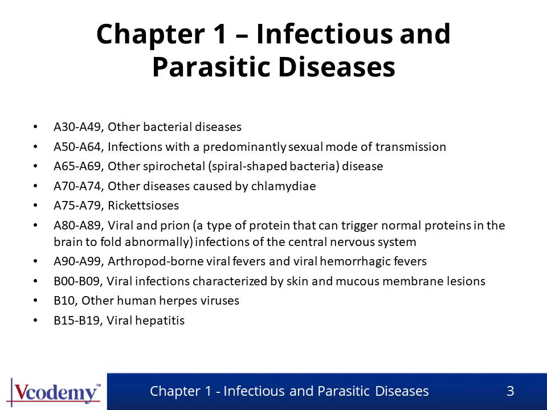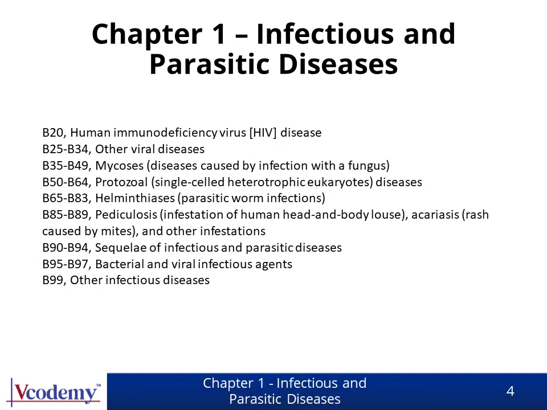A90 to A99, arthropod-borne viral fevers and viral hemorrhagic fevers. B00 to B09 has viral infections characterized by skin and mucous membrane lesions. B10, other human herpes viruses. B15 to B19, viral hepatitis. B20 is HIV, human immunodeficiency virus disease, which causes AIDS. B25 to B34 has other viral diseases.